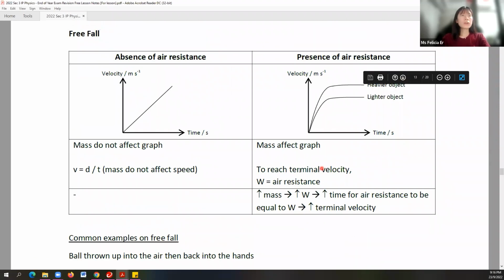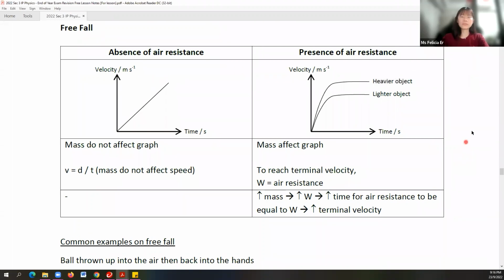Okay, so moving on to the next section here on free fall. Yes, we finally reached the third section of kinematics. You need to know that the graph will look different in the presence and absence of air resistance. In the absence of air resistance, there will be constant acceleration.